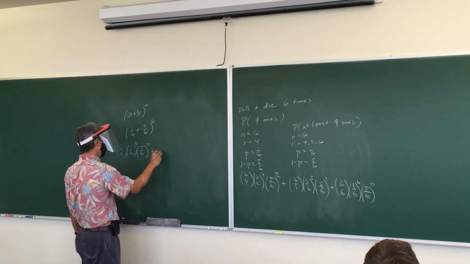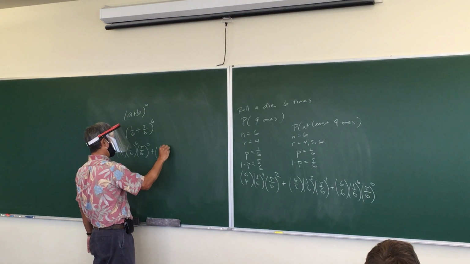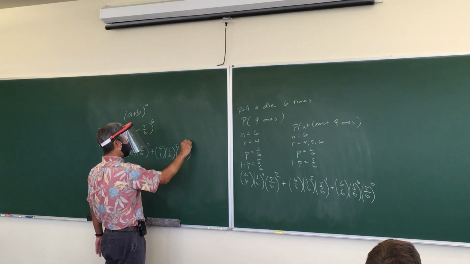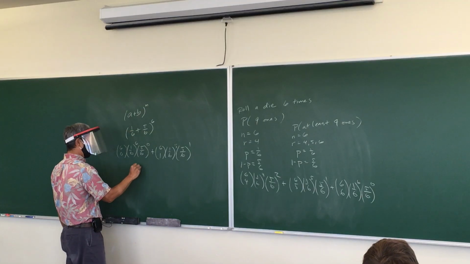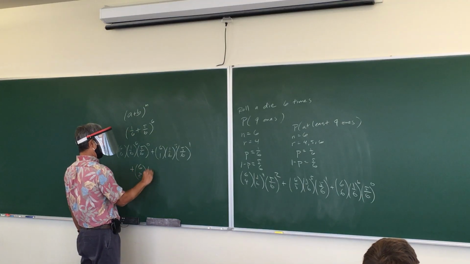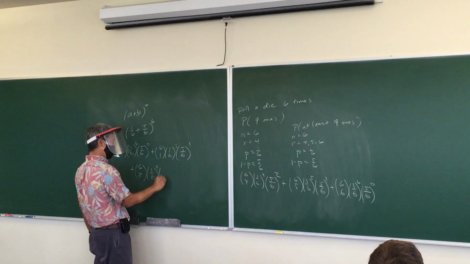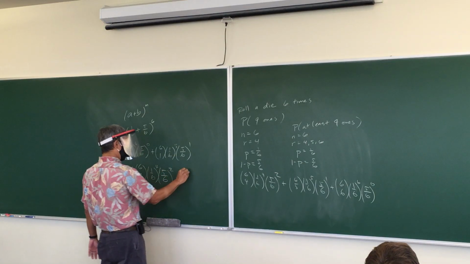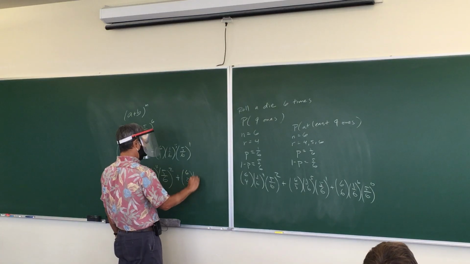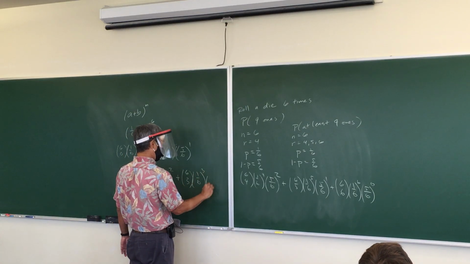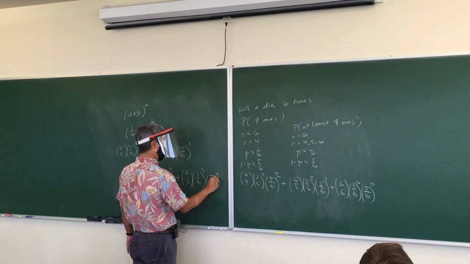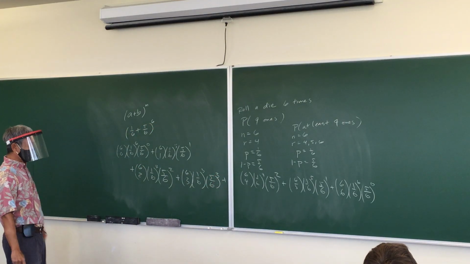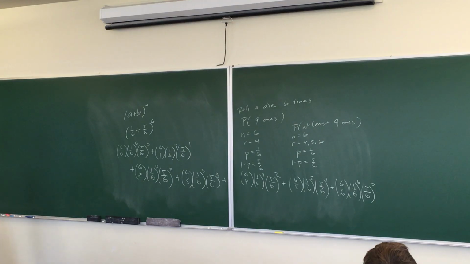Okay, the next one is going to be 6 choose 1. The power of a goes down by 1. The power of b goes up by 1. Next term, 6 choose 2. The power of a goes down by 1. The power of b goes up by 1. And then 6 choose 3. The power of a goes down by 1. The power of b goes up by 1. And then those are the rest right there. That's the binomial theorem.